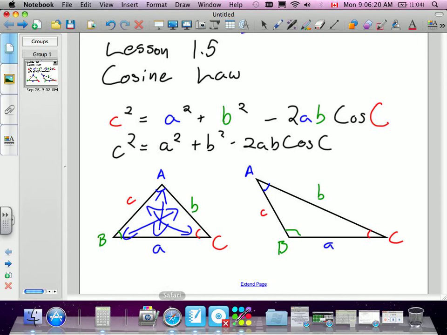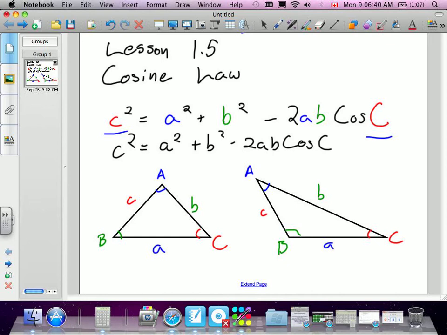This is an obtuse triangle. The other one we drew was an acute. The other one we drew was obtuse. We're always going to just rename the triangle so that whatever we're looking for will be called either side c or angle C, depending on the question. Okay?